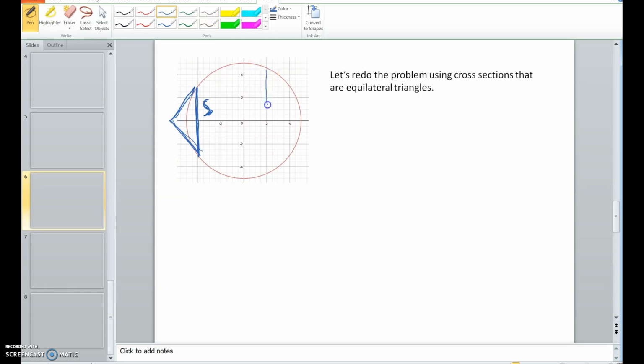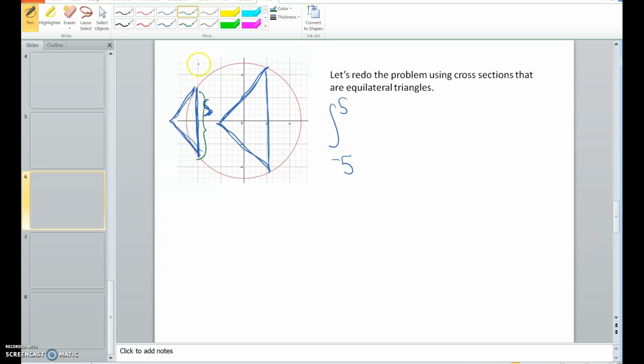My artistic skills are not great, but anyway, okay, we still want to integrate from -5 to 5. So that's the left and right bound of our base area. We need to figure out an expression for this side length, right?